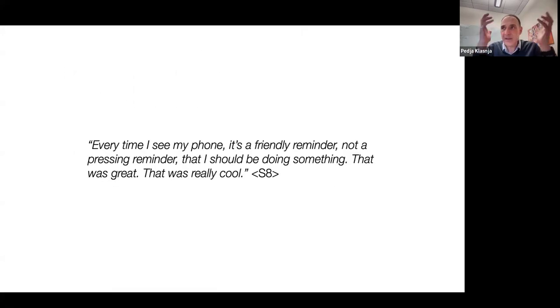And so starting with this, this was the first real data point for me that really solidified this notion that how we design even the UI of these digital interventions can make a difference, right?